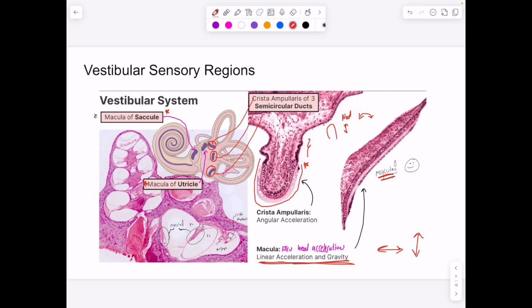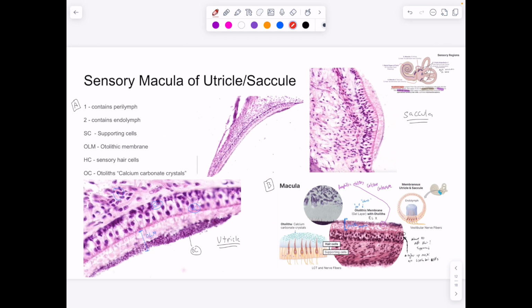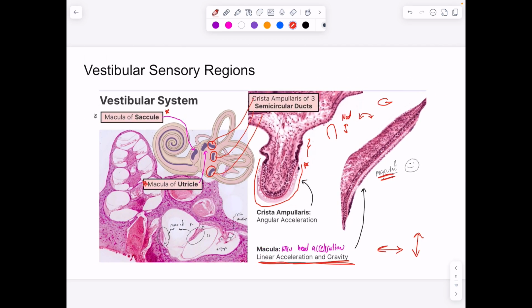So nodding your head, and then twisting your head like maybe an owl to crack it. All right, so starting with the macula of the utricle and saccule. These are pretty nice because it is relatively straightforward. That would be located right here. This is the utricle, and then over here is the saccule.